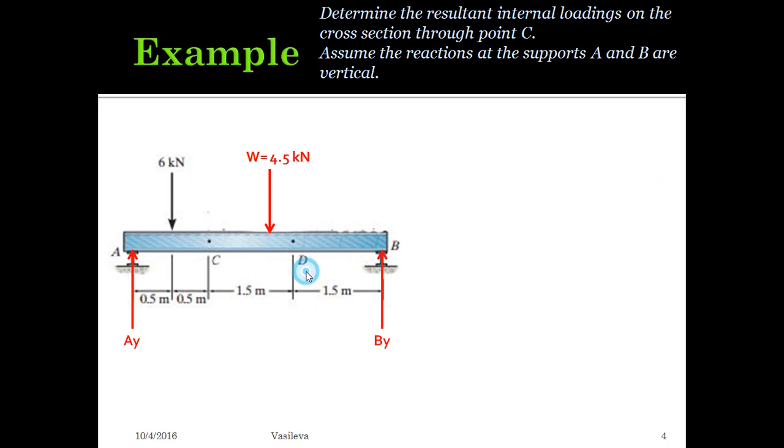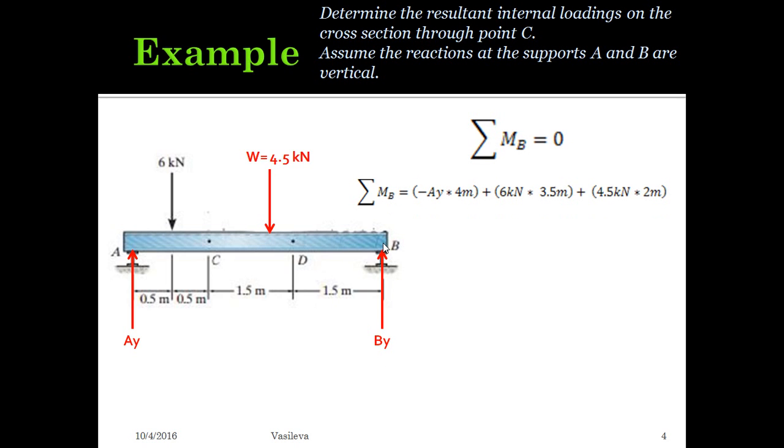Alright, so now that we've determined our magnitude and location of the distributed load, we have two unknowns, AY and BY, and we want to find those two unknowns before we can determine the internal loadings at point C. To find the unknowns, I do the sum of the moments about point B, and that will give me AY. Or I could do the sum of the moments about point A, and that will give me BY.